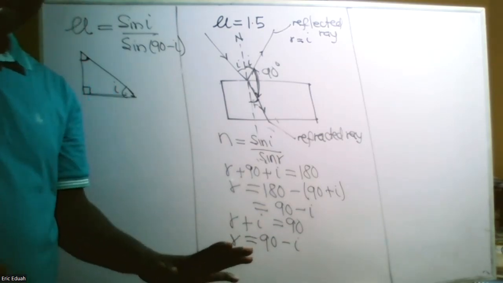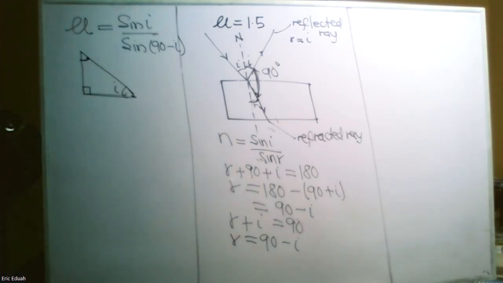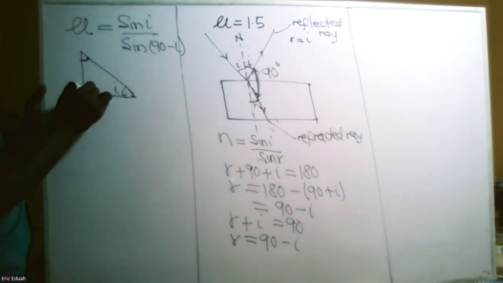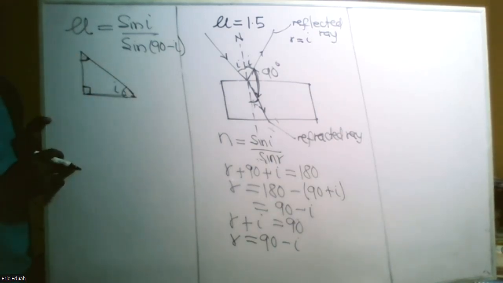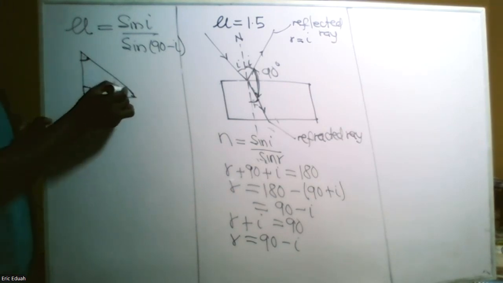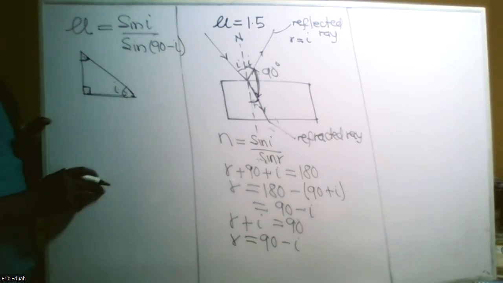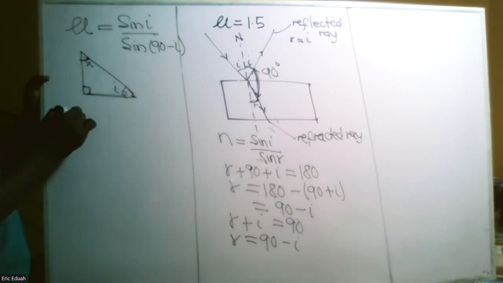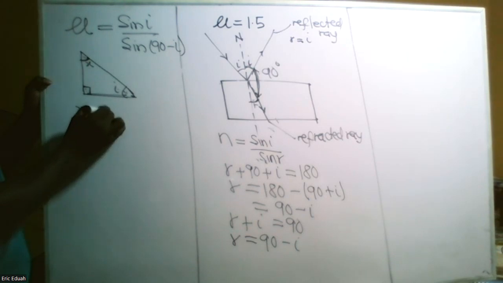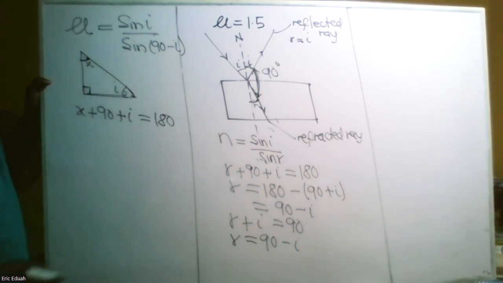Exactly. Brittany, the answer is 90 minus I. Because you see, this is 90. It means that this plus this must also sum up to be 90. So if I have this and I want this, all I do is subtract this from 90. That's a quick one. But of course, it is the same as representing this by x, so x plus 90 plus I must be equal to 180.